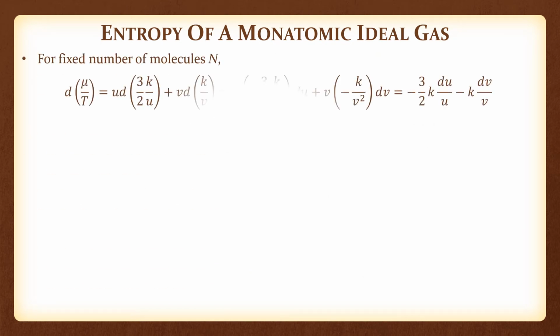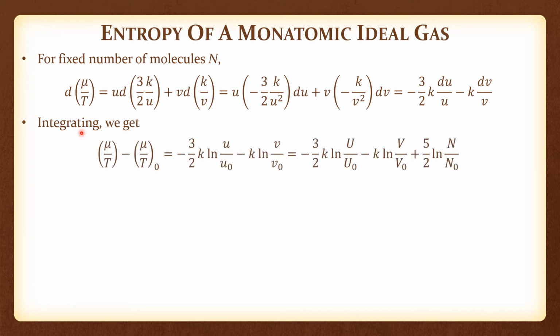For a fixed number of molecules, we got this expression for change in mu by T. We can integrate this expression and we would get mu by T minus mu by T naught. So for an initial state of mu by T naught and corresponding initial internal energy per molecule being U naught and corresponding volume per molecule to be V naught.